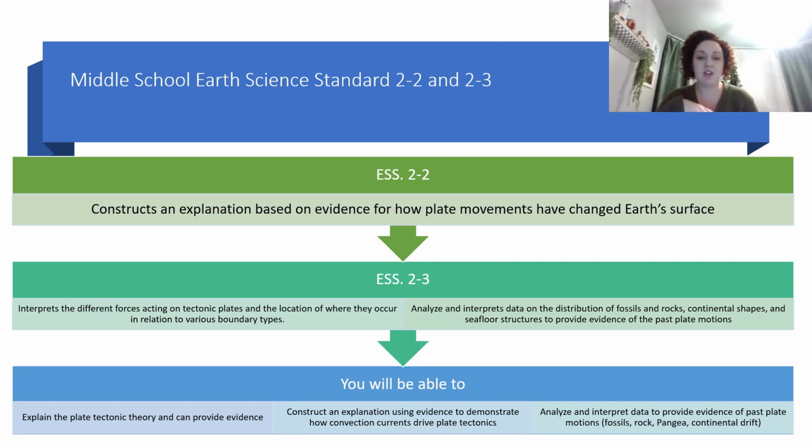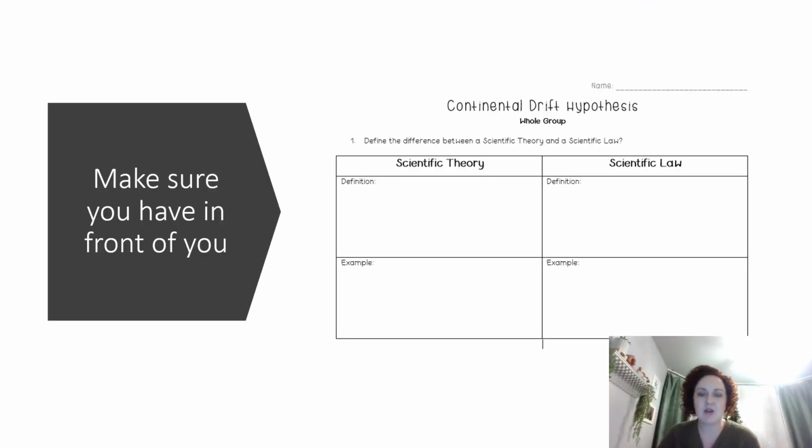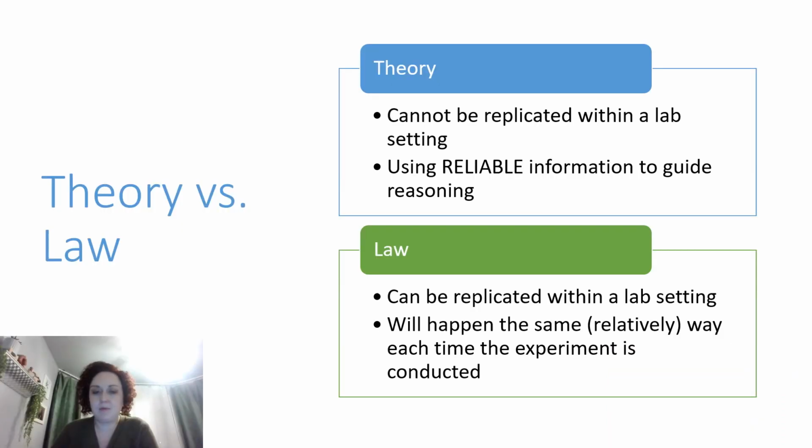Construct an explanation using evidence to demonstrate how convection currents drive plate tectonics, and then analyze and interpret data as to how the convection current motion starts playing into plate tectonics, things like that. So make sure that you have your whole group notes in front of you, and we will get going.